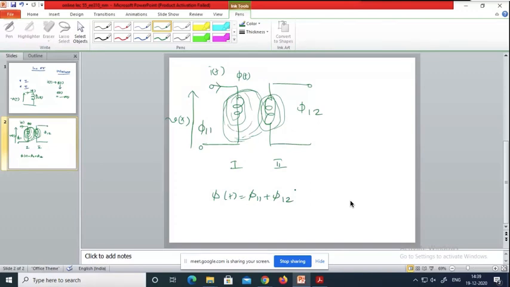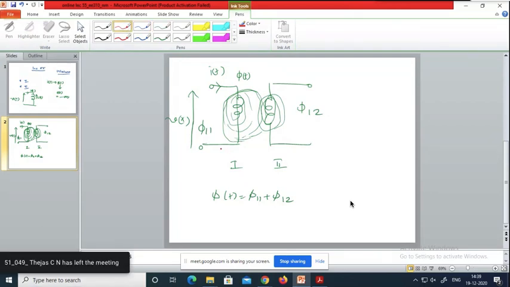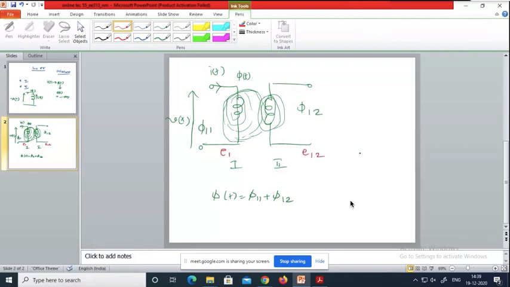Phi 1 2 is a part of the flux which is produced in coil number 1 linking coil number 2. Due to this phi 1 2, you will have some voltage induced in this coil number 2. That EMF is called mutually induced EMF. Okay, so let us write the different voltages here. Due to flux phi 1 1, you will have some voltage E1 here, and due to this phi 1 2, you will have some voltage E1 2 here.